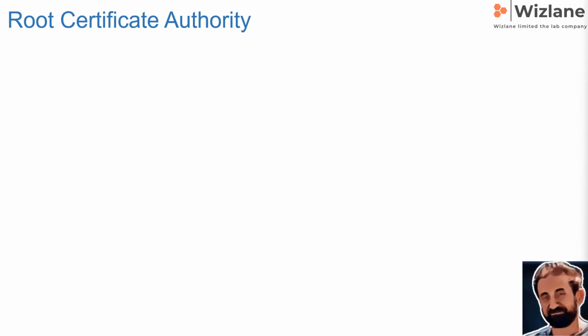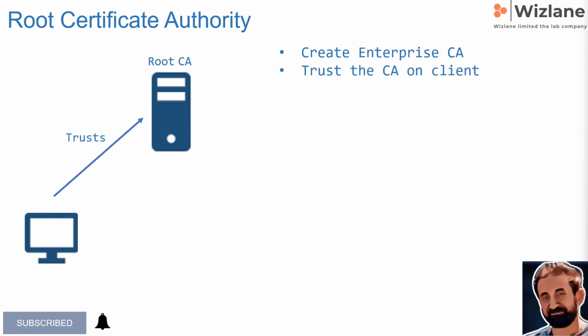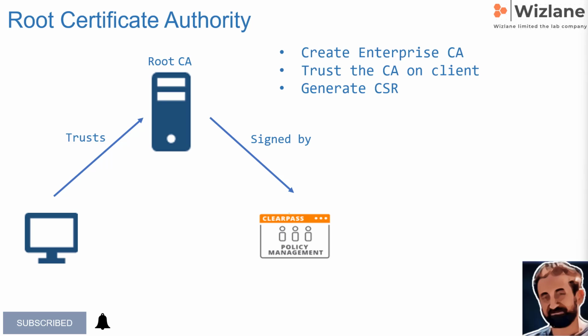In this video, I would like to talk about the creation of the root certificate authority. The first thing I would like to show you is how to create an enterprise root CA. After that, we will show you how to make a machine trust that root CA, so any certificate issued by that root CA will be trusted.